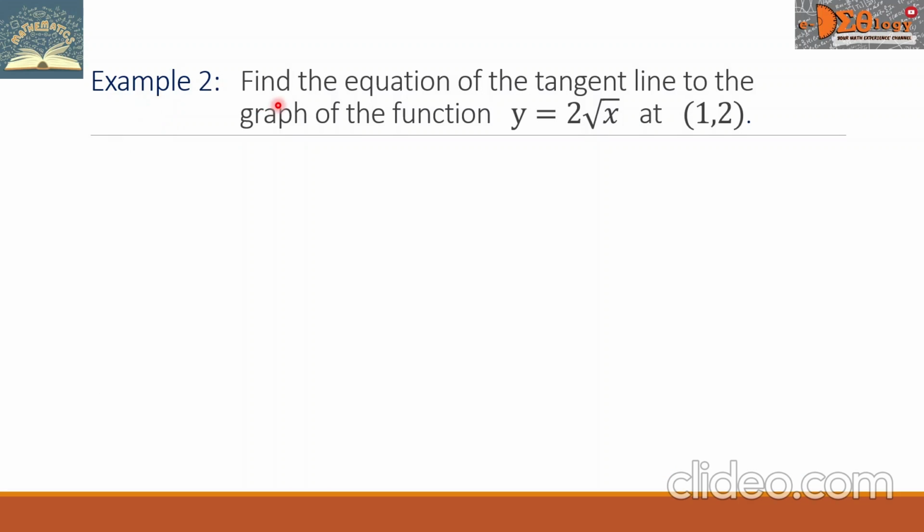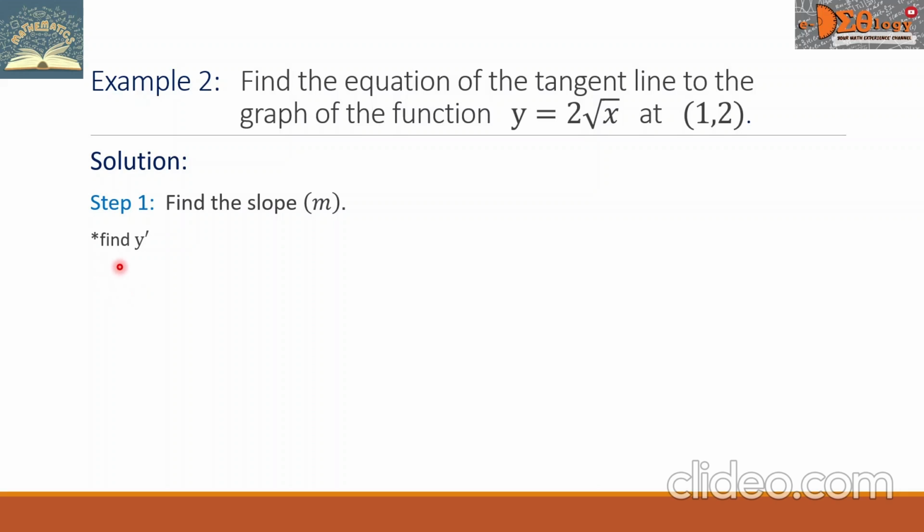Example 2. Find the equation of the tangent line to the graph of the function y equals 2 square root of x at the point (1, 2). Step 1. Let us find the slope, which is m.